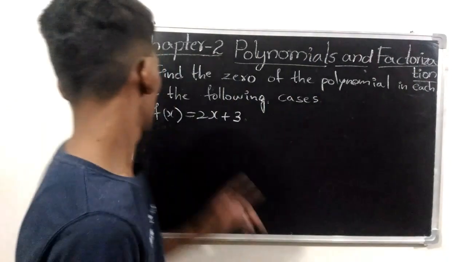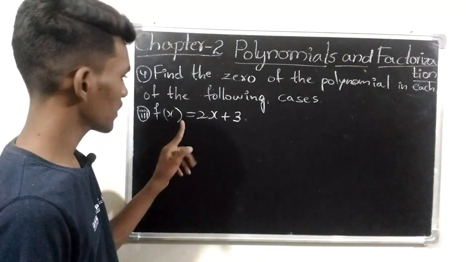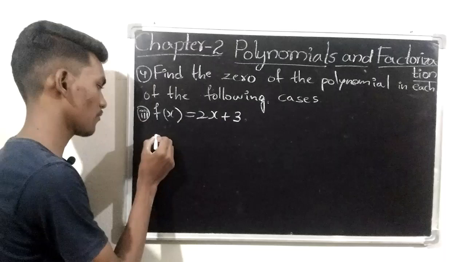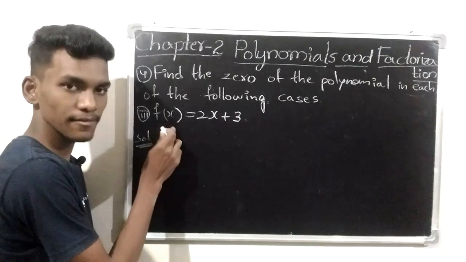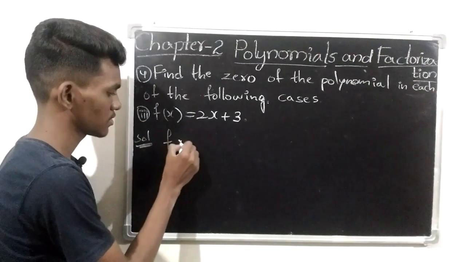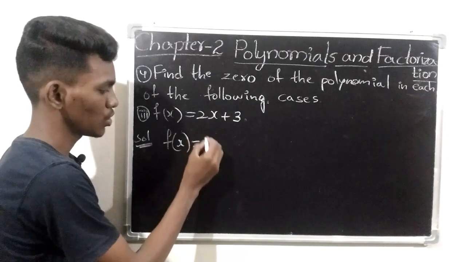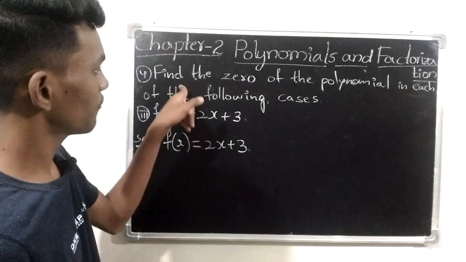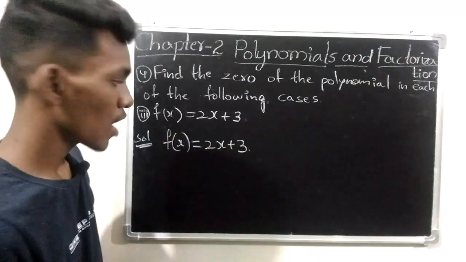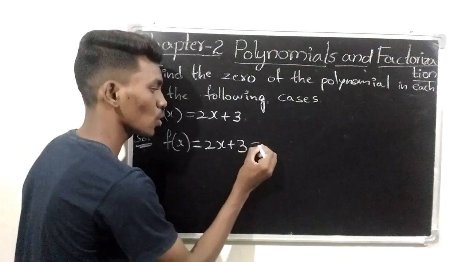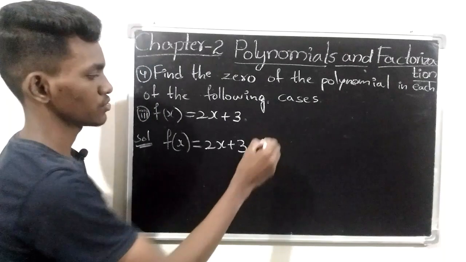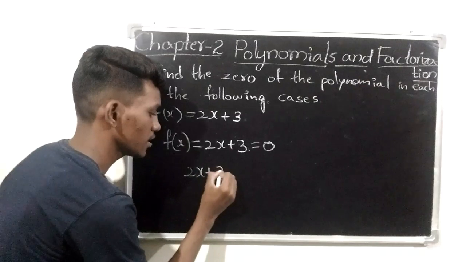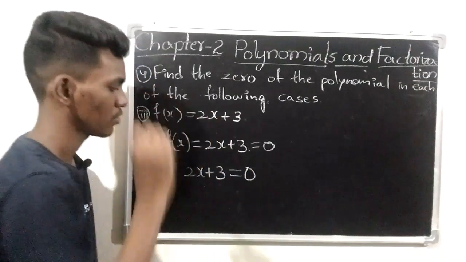Okay. Third one, f(x) = 2x + 3. So we write f(x). Solution: write f(x) as it is, equal to 2x + 3 also as it is. They asked in the question, find the zero of the polynomial. So we have to equate the polynomial with 0. So next we write 2x + 3 = 0.